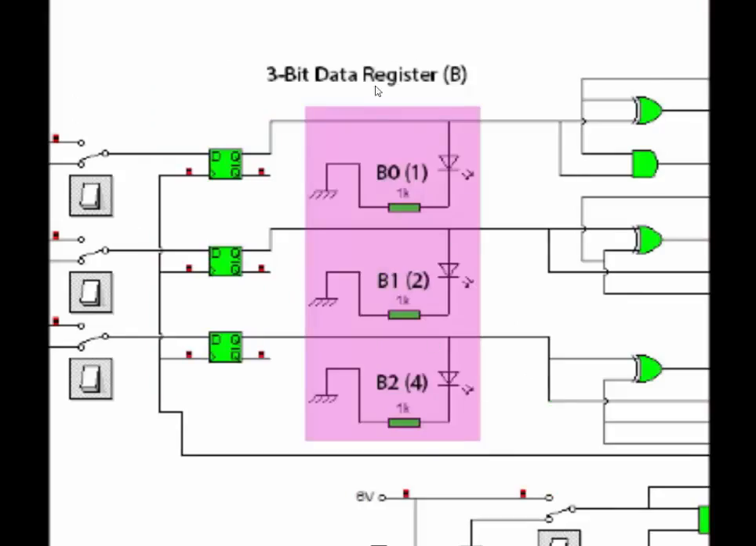Now over here we have the 3-bit data register letter B. So these correspond to the set letter B inputs. This is the register where the second set of the inputs is stored.